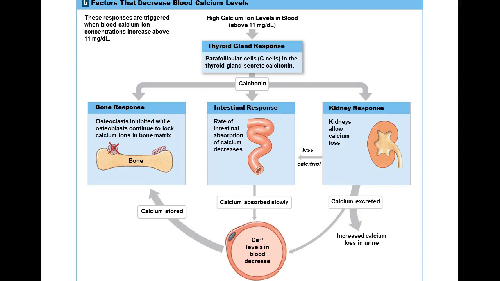And that's how parathyroid and the calcitonin from the thyroid gland work together to constantly maintain calcium levels, particularly of the blood, all the time. This is happening all the time.